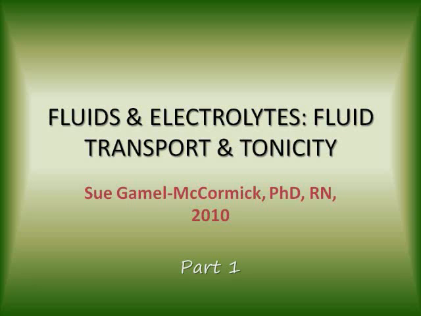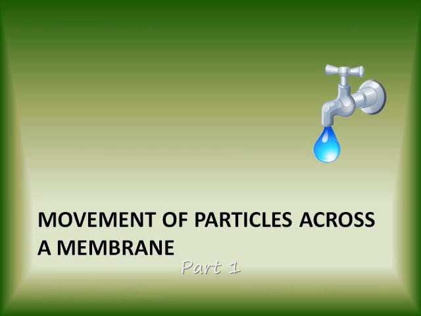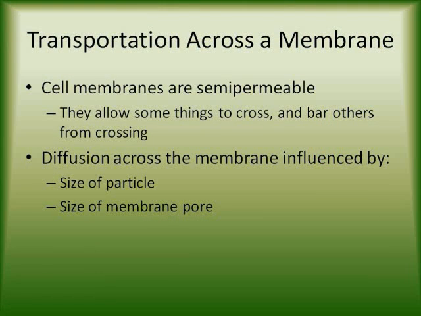Fluids and electrolytes. Fluid transport and tonicity. Movement of particles across a membrane. Cell membranes are semi-permeable. They allow some things to cross and bar others from crossing. Diffusion across the membrane is influenced by the size of the particle and the size of the membrane pore. Quite often, if something is too big for the membrane pore, it's just not going to make it.